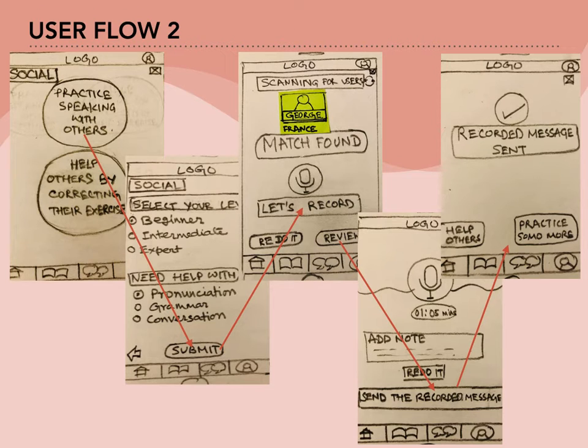Next, we look at the user flow of task 2, recording and sending a message to another user who can correct and give feedback on her French pronunciation.